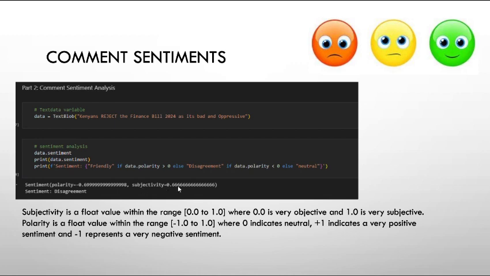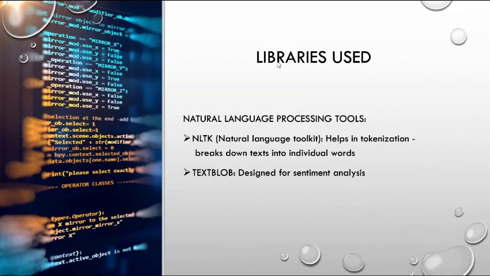I was able to add a subjectivity clause because I wanted to see if a comment has a point or an agenda with it. If it says like Kenya reject the finance bill, it is geared toward the finance bill, Kenyans rejecting it, so it had an agenda. It's greater than 0; if it was less than 0, it would mean that the comment had no specific agenda.